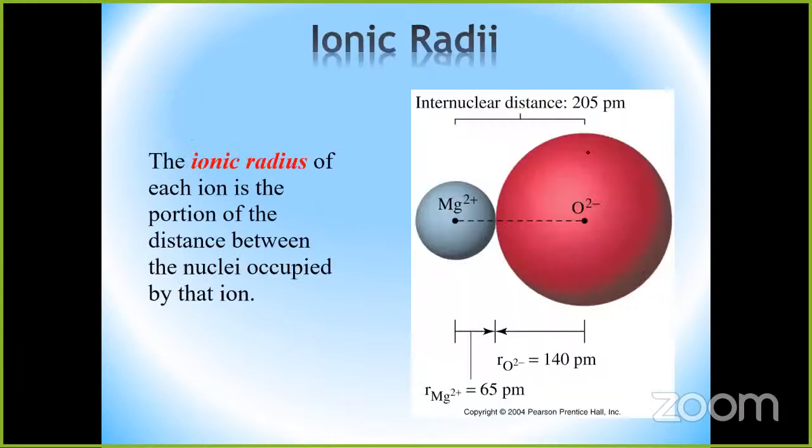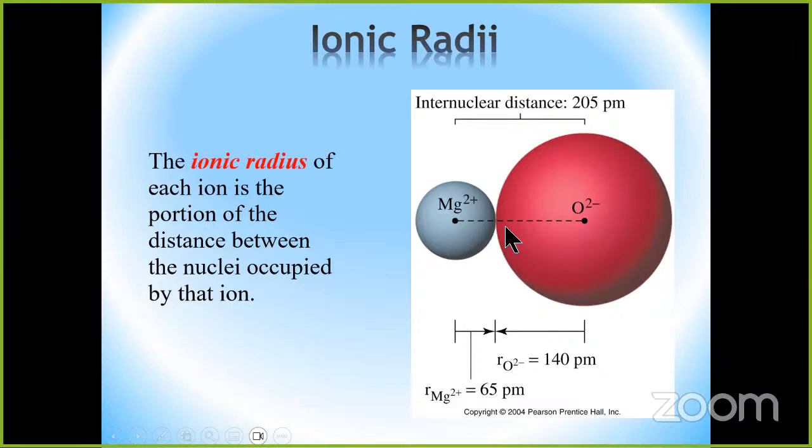All right, so let's talk about the ionic radii as compared to the atomic radius as a measure of the size of ions, right? So in this section, what we'll be looking at is correlating the size of ions to the atoms from which they are formed. But first, we have to define what we mean by ionic radius. So the definition is given right here. The ionic radius of each ion is the portion of the distance between the nuclei occupied by that ion. So for example, if you have magnesium outside here, this is the internuclear distance.